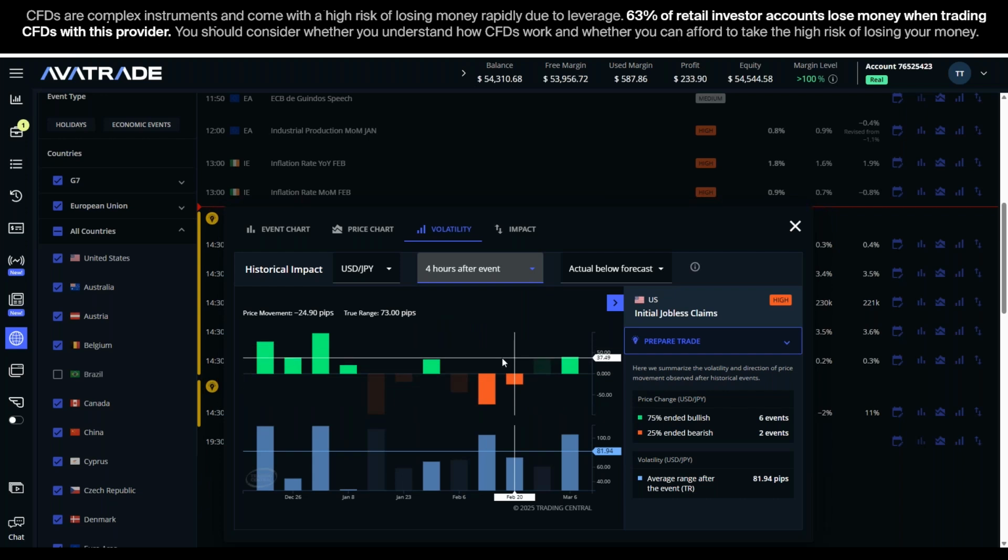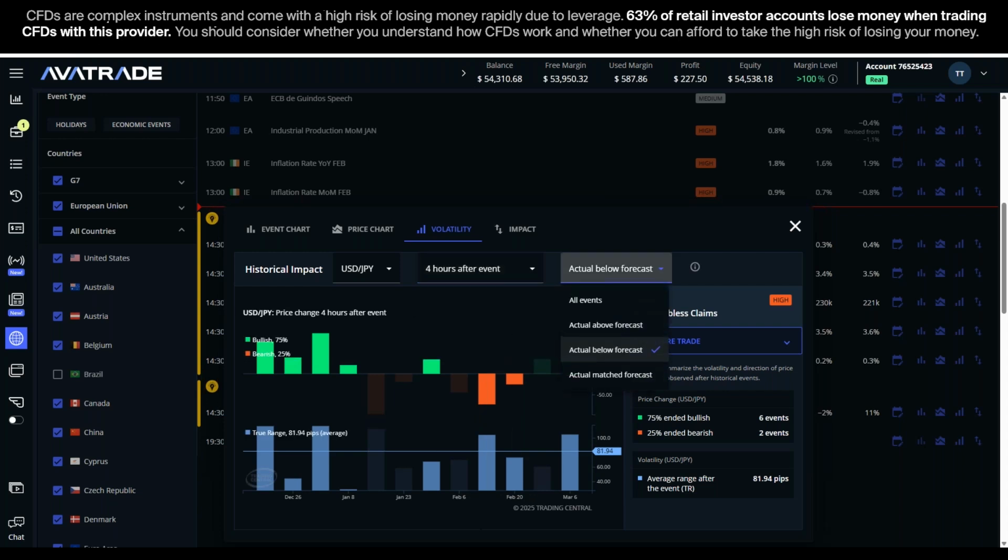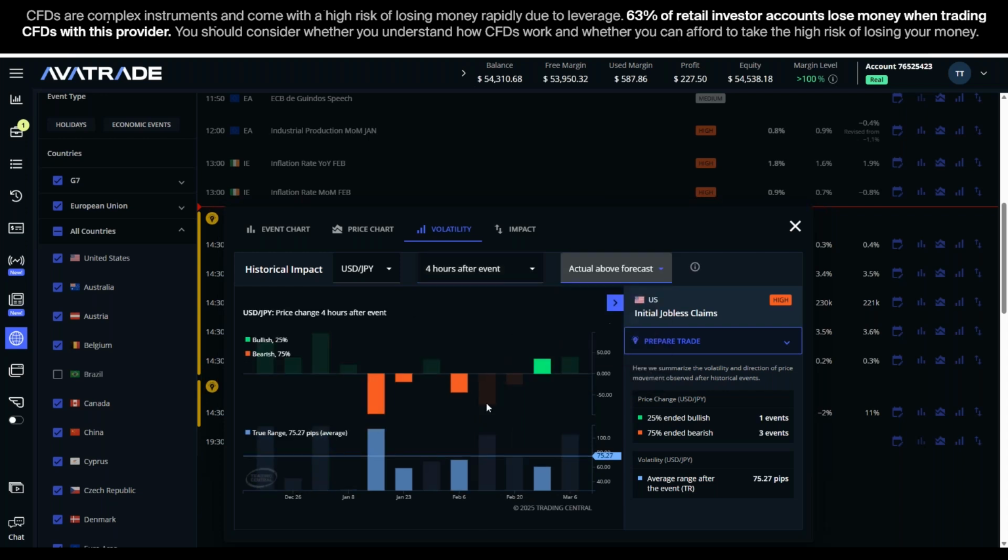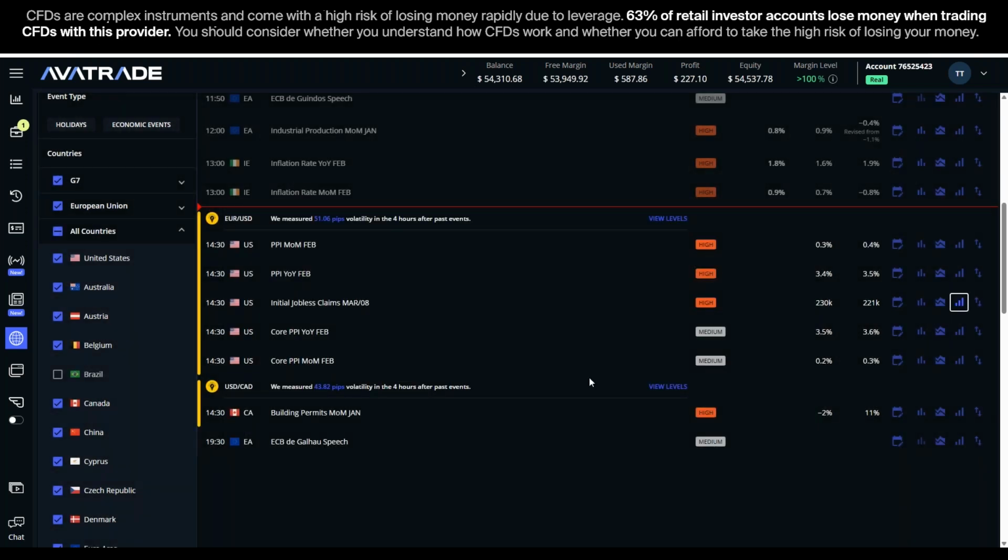75% of the time in the past, you'd have been winning in the buy direction when it comes in below forecast, and the opposite when it's above forecast. So it's very easy to put together a trading strategy with this type of analysis. That's very simple to do.